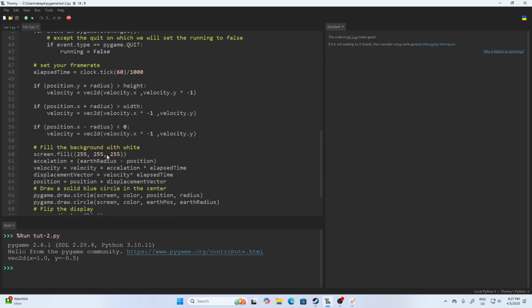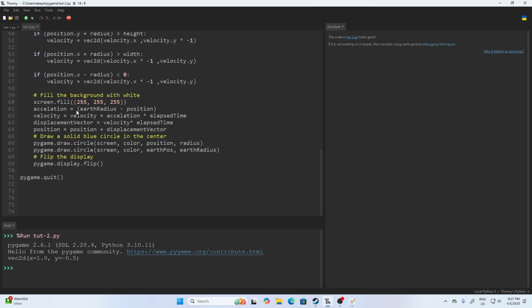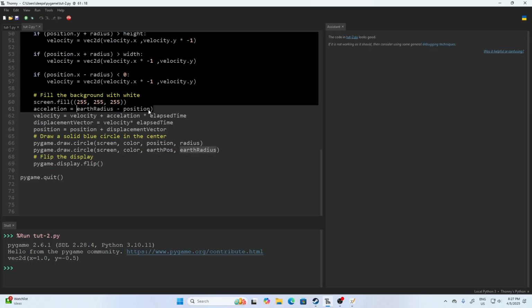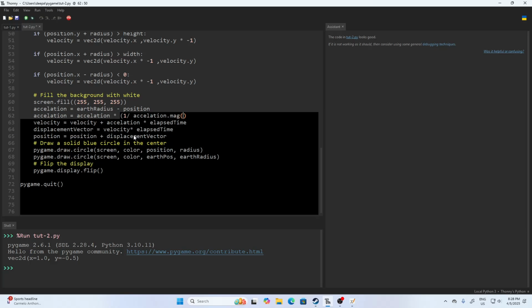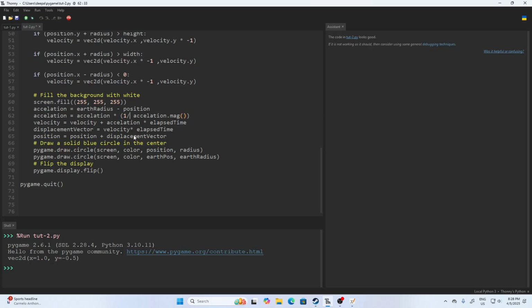Okay, so we try to find the acceleration vector. We do minus. Let's do this, and then the next step is that we want to make it a unit vector, right? So this is going to be equal to whatever acceleration we found, Control C, Control V, and we need to multiply it by 1 divided by acceleration.mag. It was mag. Yeah, this will give us the length of 1. It will change the vector to the length of 1.